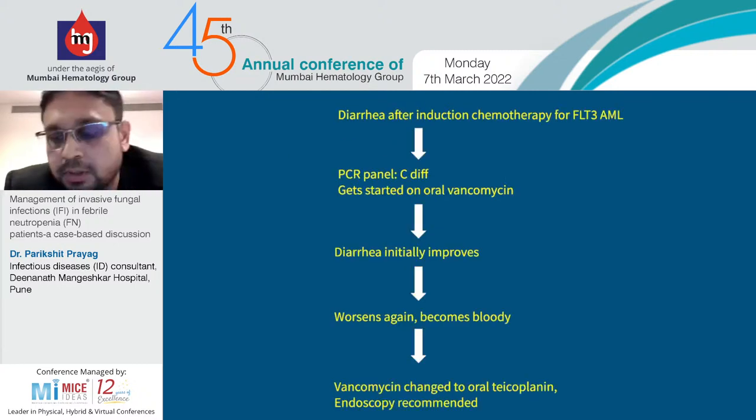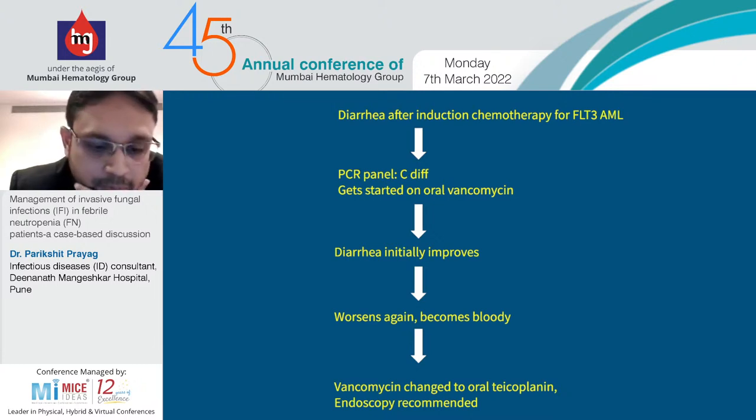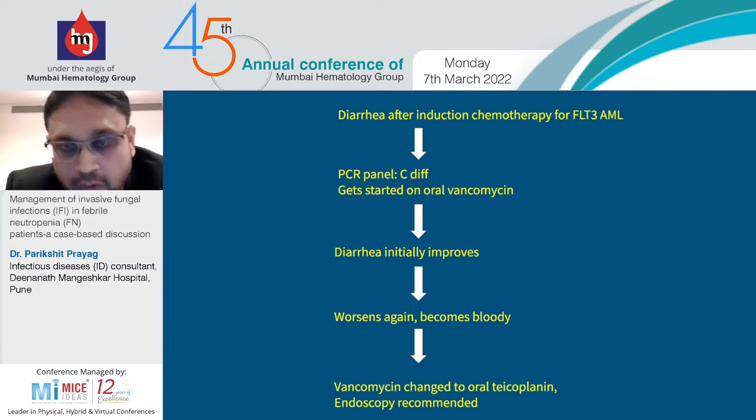Again, I will not go into the details of his C. diff. That's a topic for another day. So to summarize, he had diarrhea after induction chemotherapy, initially gets diagnosed with C. diff, gets started on oral vancomycin. The diarrhea initially improves, and then after 3 to 4 days, it worsens again. And this time, interestingly, changes its character. So it becomes bloody and the intensity of fever also increases.